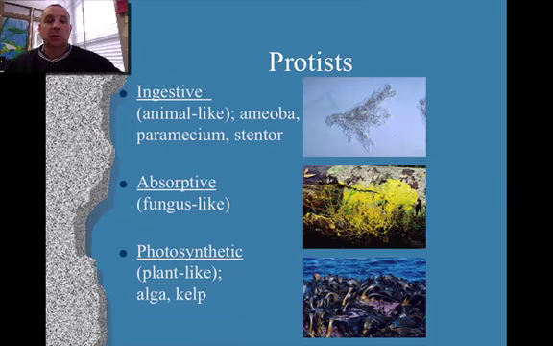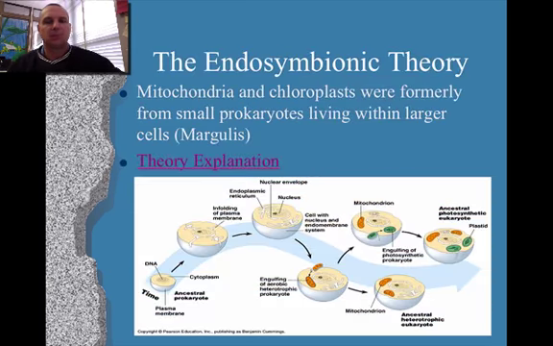And when we talk about protists, there are three different ways in which they can get nutrition. They can do ingestion, in which they consume another organism, be animal-like, right? So that would be like an amoeba, which eats food and surrounds it. They can get it through absorption. They can actually grow on top of something and absorb the nutrients from it. So that's fungus-like. And then they can be photosynthetic, which means they are plant-like, like an algae or a kelp.